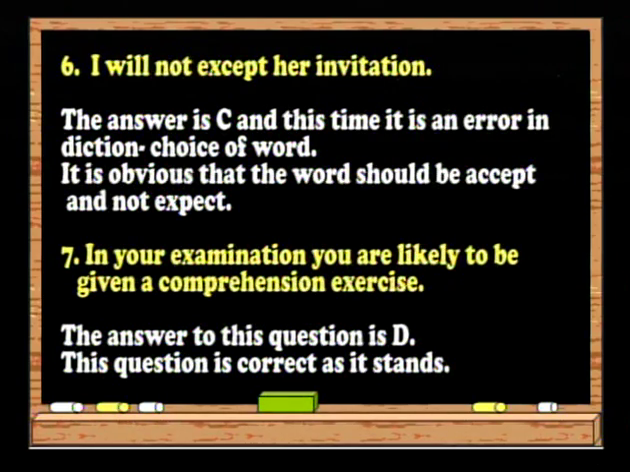7. In your examination, you are likely to be given a comprehension exercise. The answer to this question is D. The sentence is correct as it stands. Students, you must remember that correct items are sometimes placed among the incorrect set. Try to use your textbooks to practice some of these types of questions.